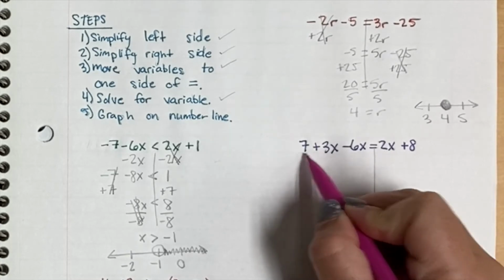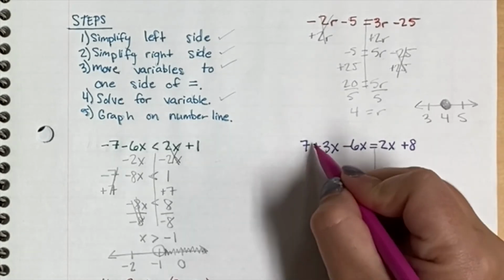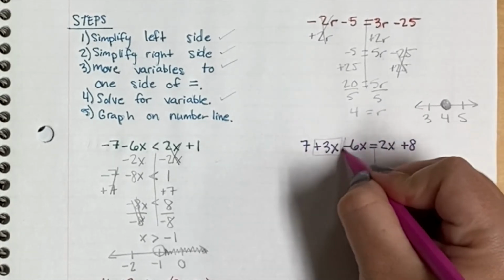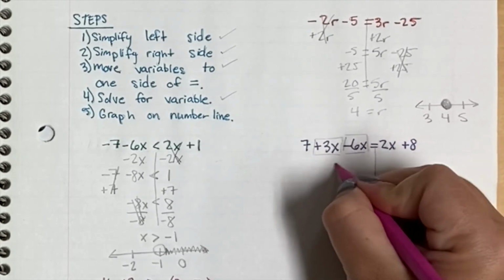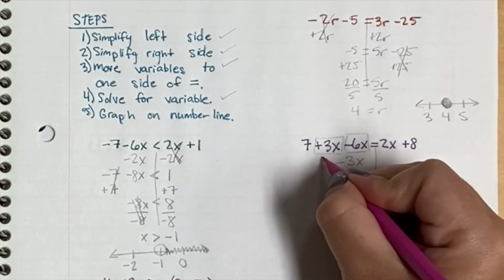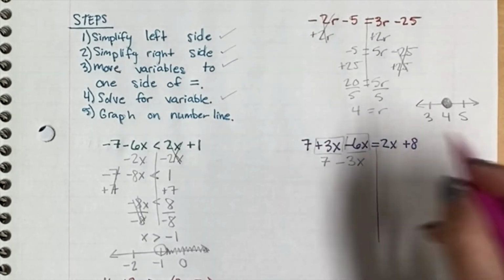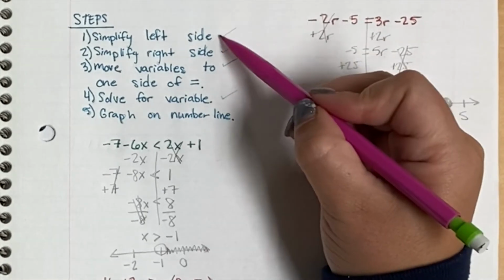I have a 7, 3x, and -6x. I can actually see that this 3x and this -6x could be combined. So 3 and -6 makes -3x. I didn't do anything with the 7, so I'm going to bring it down. The other side, so that's step 1, check.